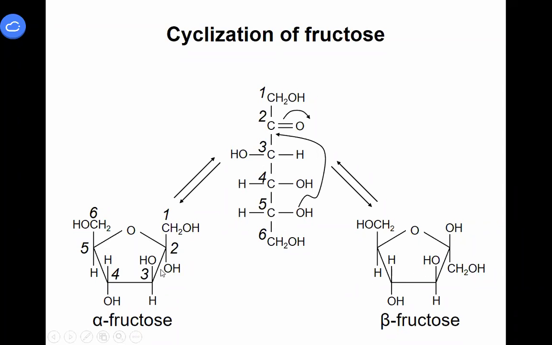But the point here also is we have two versions of the cyclized fructose molecule. One's alpha fructose, one's beta fructose. And how do you tell the difference? You look at the OH on that anomeric carbon. Question.